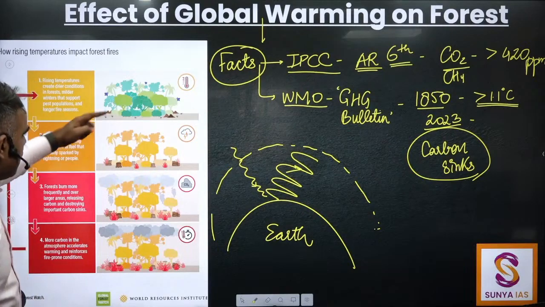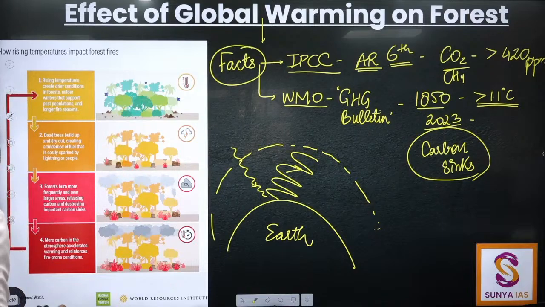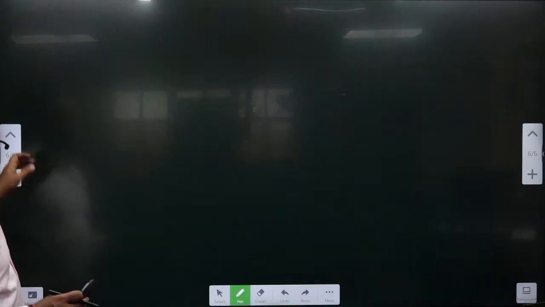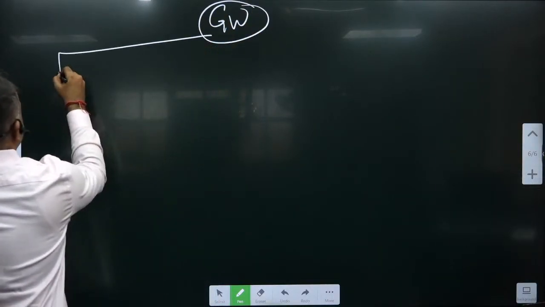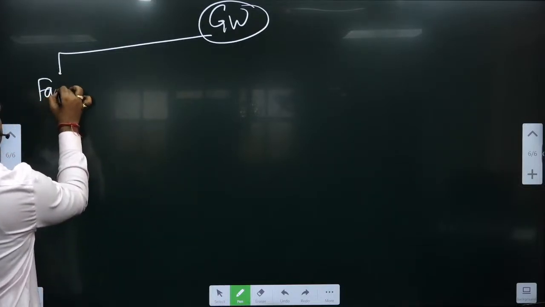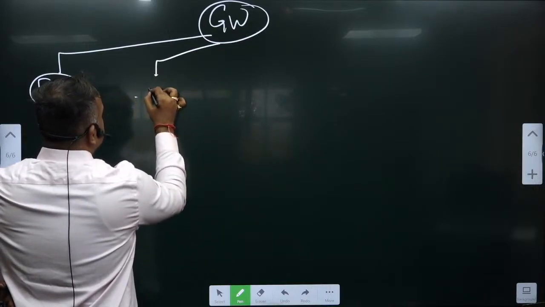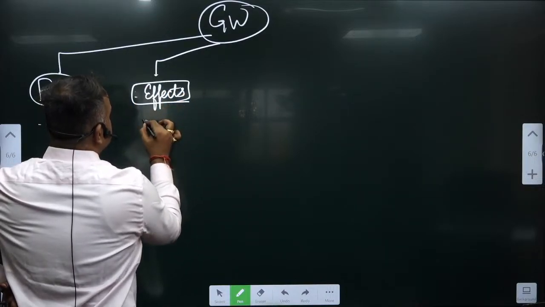Same thing, rising temperature creates drier conditions in forests. Plus there is a mild winter, increasing pest population, which I had told you about, and there is a longer fire season. So there are three things to remember here. In the aspects of global warming, what is happening? We just saw the facts related to it. In effects, there are three things we are seeing majorly.